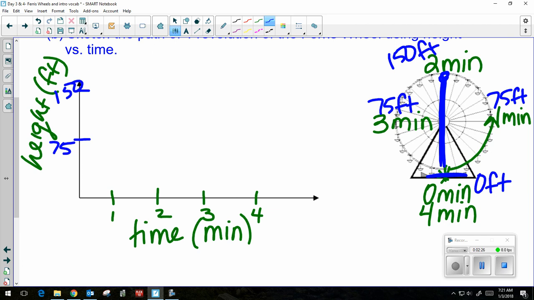And now all I have to do is plot the information that I just marked up on my Ferris wheel. So at 0 minutes, I'm at 0 feet. At 1 minute, I'm at 75 feet. At 2 minutes, I'm at 150 feet. At 3 minutes, I'm at 75 feet. And at 4 minutes, I'm back at 0 feet on the ground. And then you're just going to connect it to form a graph. You're going to connect it with a bit of a curve, no straight lines, and that's how you graph the path of a Ferris wheel.